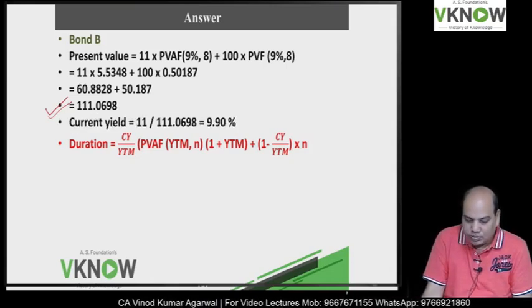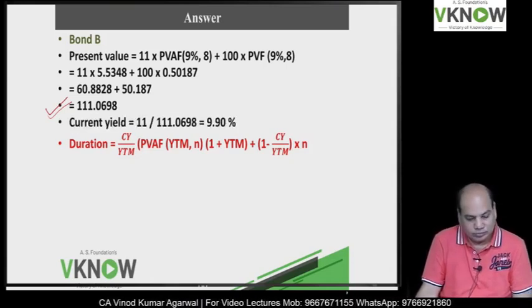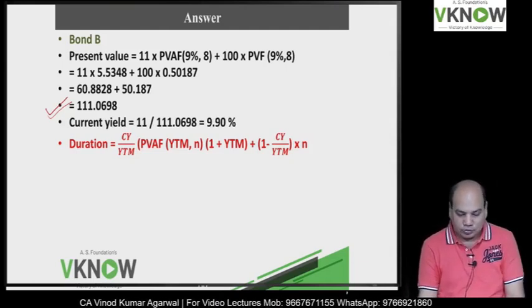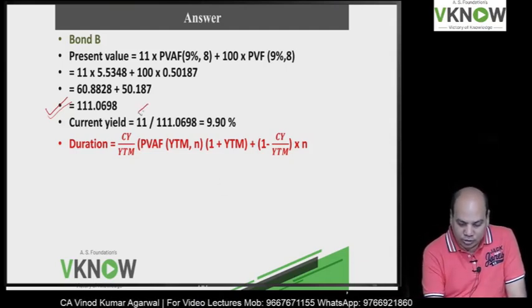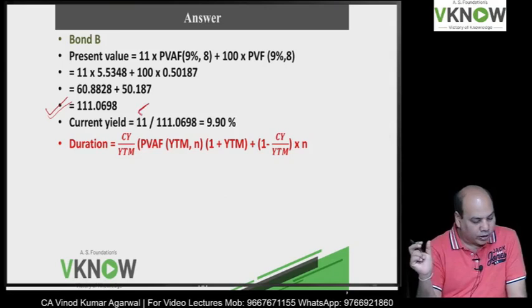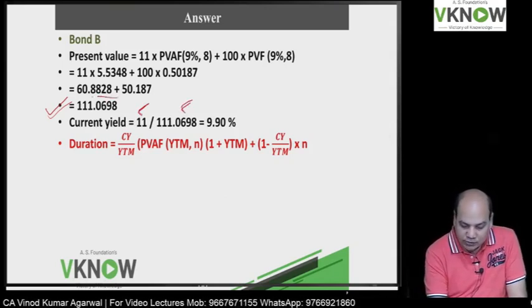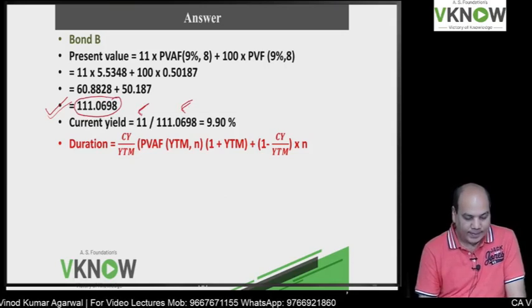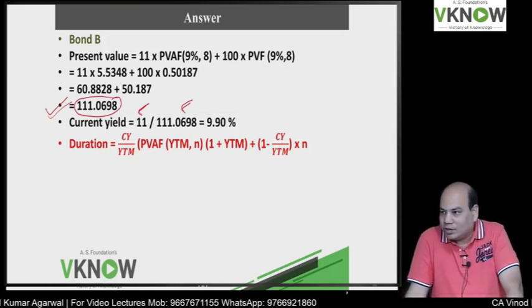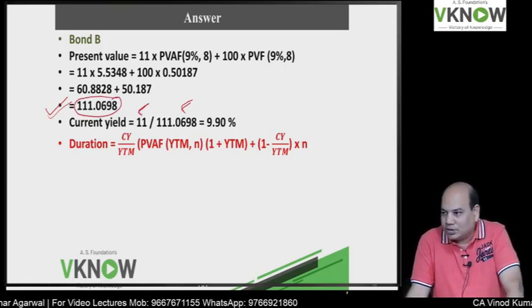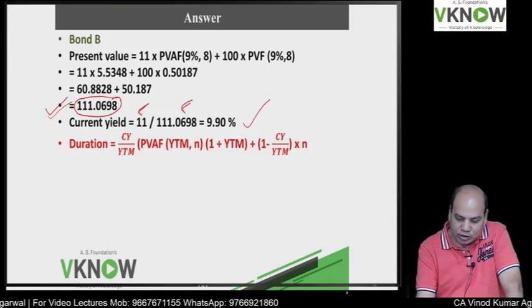Yes. Now write down below that current yield. Current yield is equal to 11 rupees. What is 11? Coupon. And current market price, the previous answer, is 9.9%. Now write down duration.